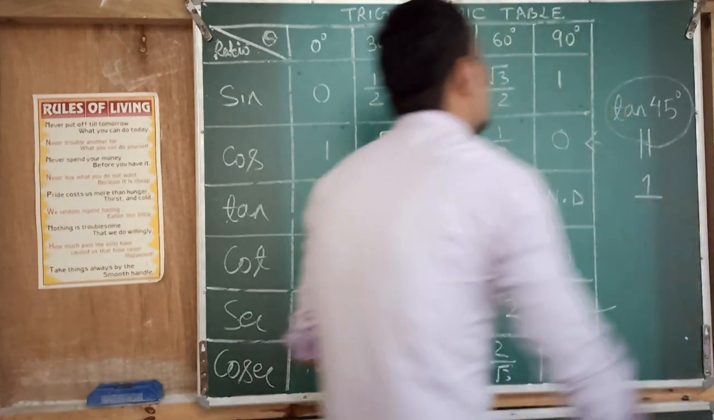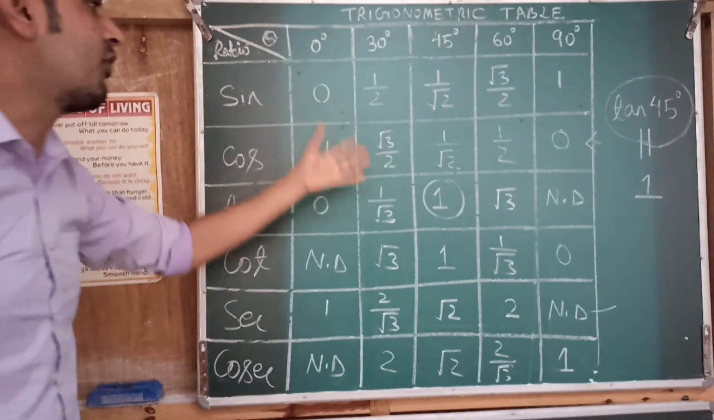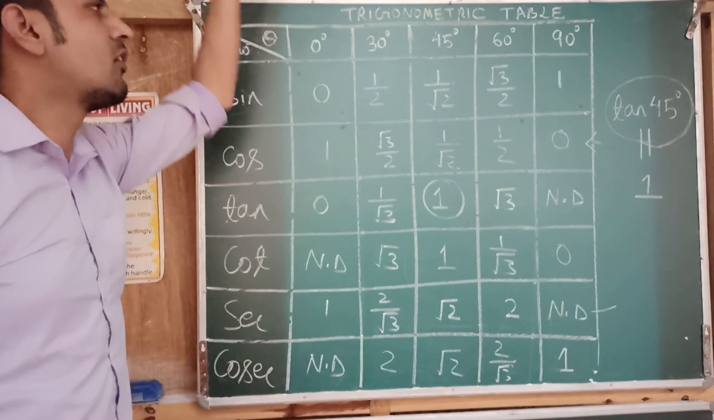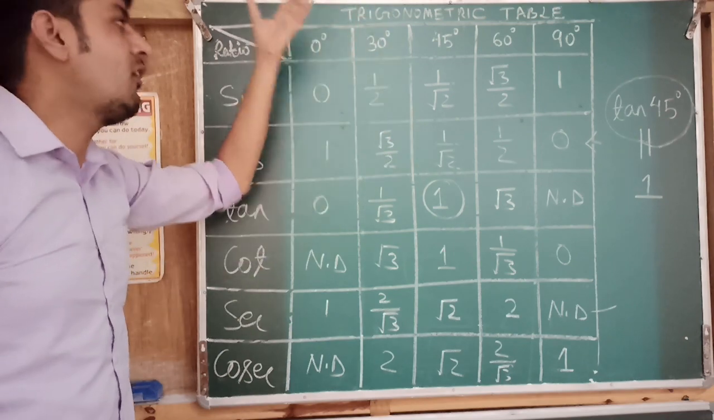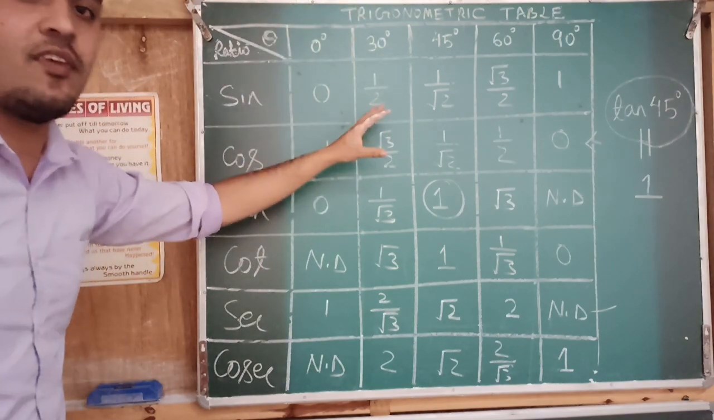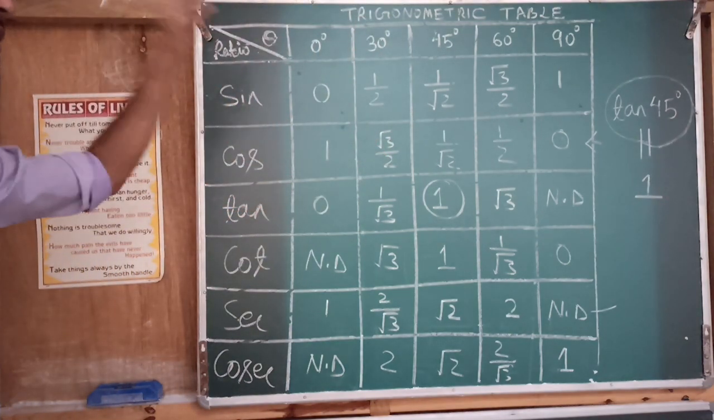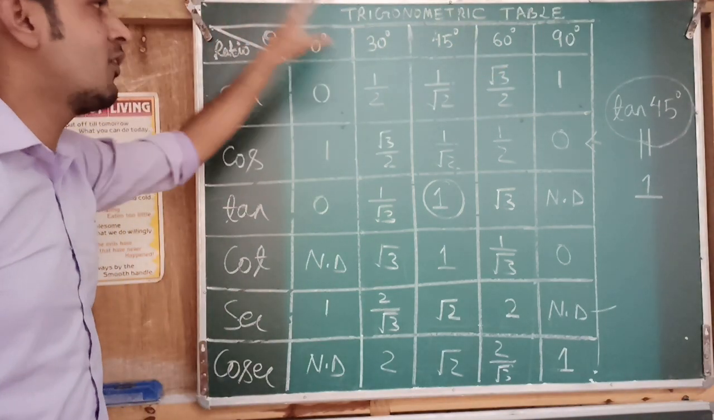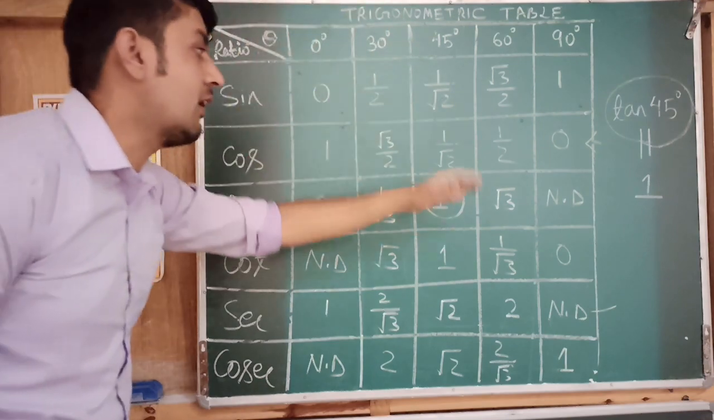So in my next video, I will be solving the application of your trigonometric table. So what you will be doing is that you try to learn this table nicely. Just remember the first row. Once you know the first row, the entire table can be completed.